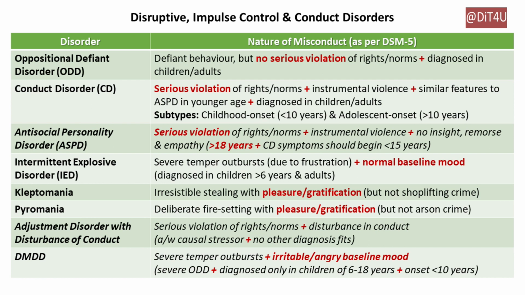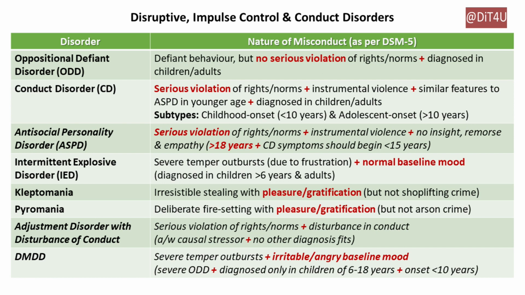Okay, conduct disorder, CD: serious violation of rights or norms. That means they vindictively do attack other people. Instrumental violence, that means there is a purpose to the violence, such as going and attacking somebody and robbing them. Okay, plus similar features to antisocial personality disorder in younger age and diagnosed in children and adults. Okay, subtypes of CD: childhood onset before 10 years of age, adolescent onset after 10 years of age.